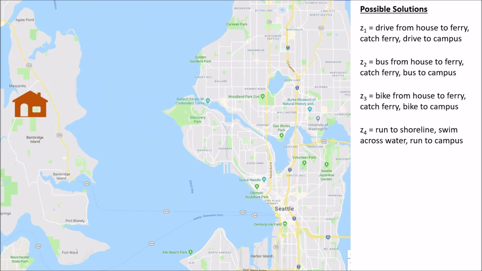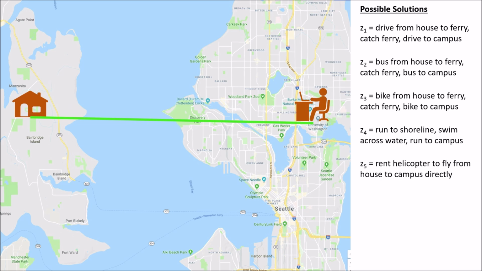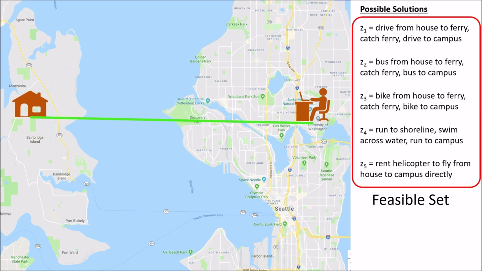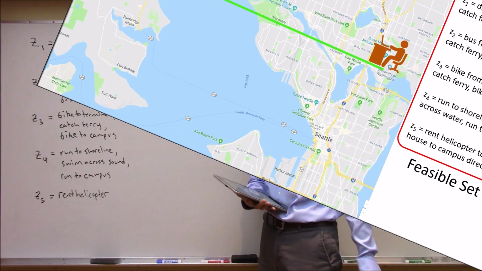All right, let's just skip all of this hoo-ha, and I'm just going to charter a helicopter to take me directly from my house and drop me off at my desk at the University of Washington every day. So, Z5 is just charter a helicopter. You know what? This sounds good, so why don't we stop here? Let's call this entire set of all possible solutions the feasible set. The feasible set is basically every solution you would like to consider when solving an optimization problem.